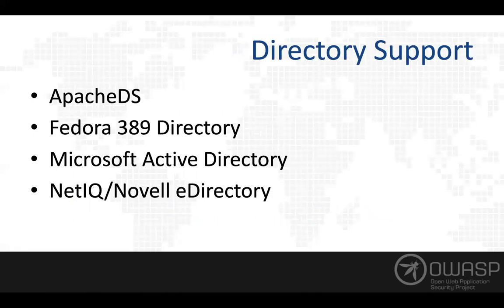So for directory support, it's been tested with Apache DS, Fedora 389, Active Directory, and eDirectory. For Active Directory, there's actually two different ways you can do it. Some directory servers support this, others do not, and there's really no standardized way to represent a search filter for them. So it's really up to you to figure that out.